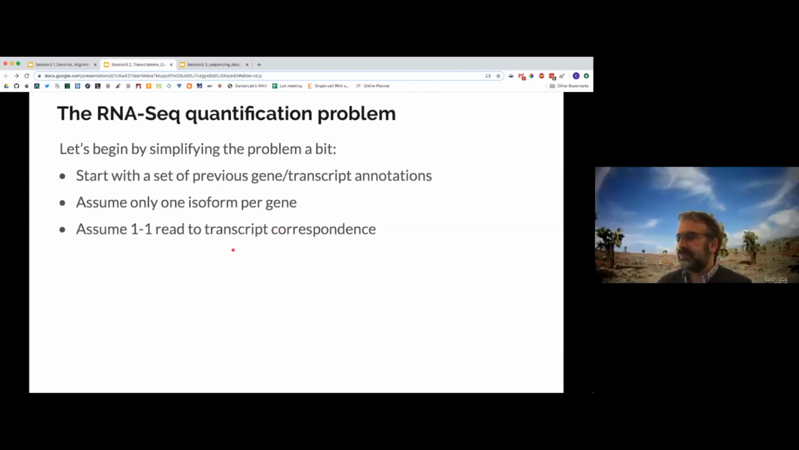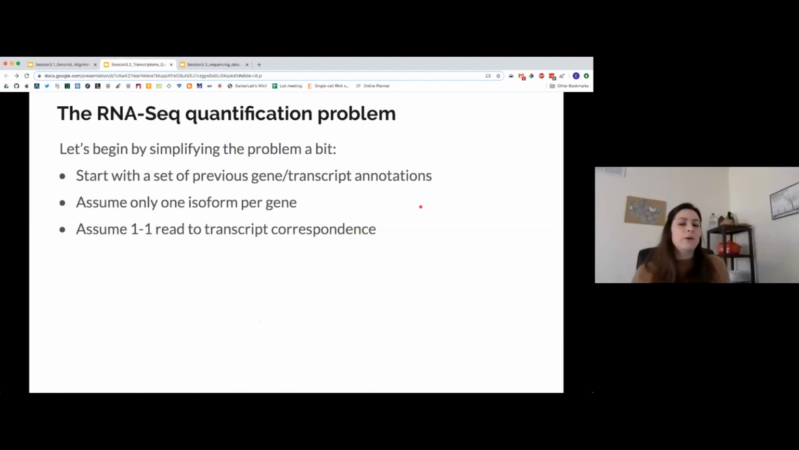Okay. All right, so we can try to simplify this problem a little bit. Let's start by saying that we know the gene and transcript annotations. So we know all of them. There's no novel isoforms to be discovered. We know everything that should be there. Now let's simplify it even further and say there's only a single isoform that we can obtain per gene.